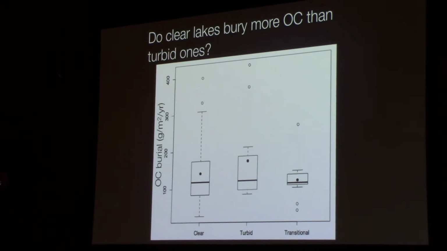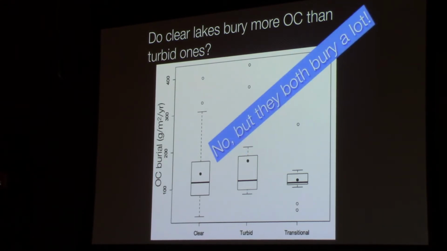And as I said, if you look at all the systems and compare the clear, turbid, and the ones that are sort of switching back and forth, there doesn't seem to be any real difference in terms of the total amount of carbon that's buried. But there's a lot of carbon that's buried in all these systems. Okay, so both system states tend to bury a lot of organic carbon.